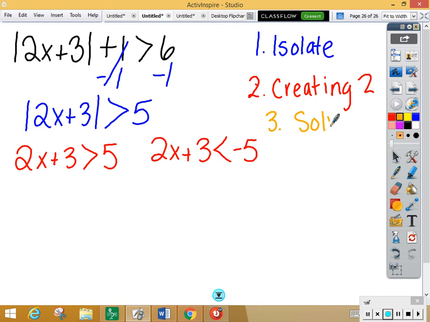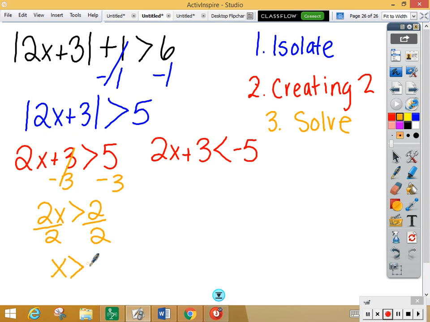All right. Our third step is going to be solving for our remaining variable. So in order to solve, the first thing we're going to do is subtract 3 from each side of our inequality. That becomes 2x is greater than 2. And then the inverse of multiplying by 2 is dividing by 2. So if we divide by 2 on each side, we have x is greater than 1.